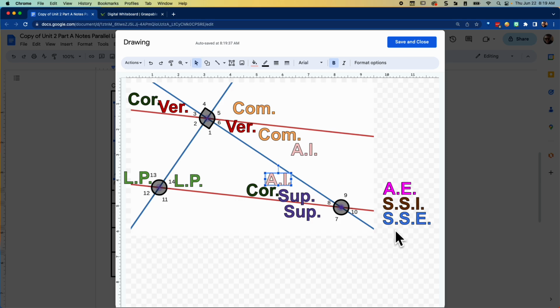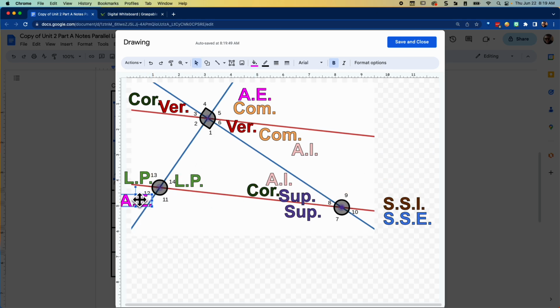Alternate exterior. This is a good one. So let's try angle 5. What would be alternate exterior to 5? Well, if I go down this blue line, but on the other side, I'm going to hit angle 12. So there we go.